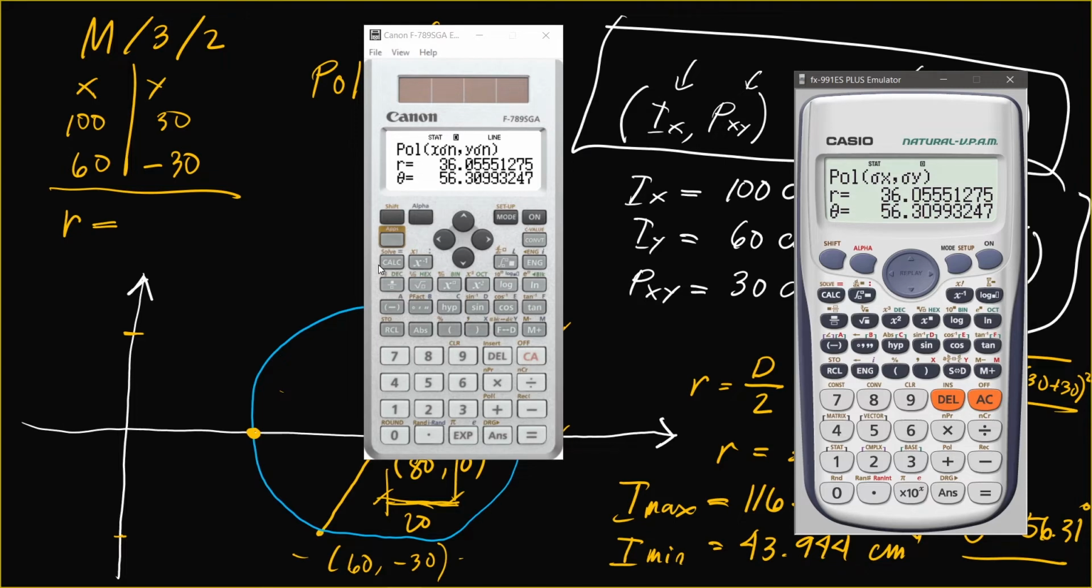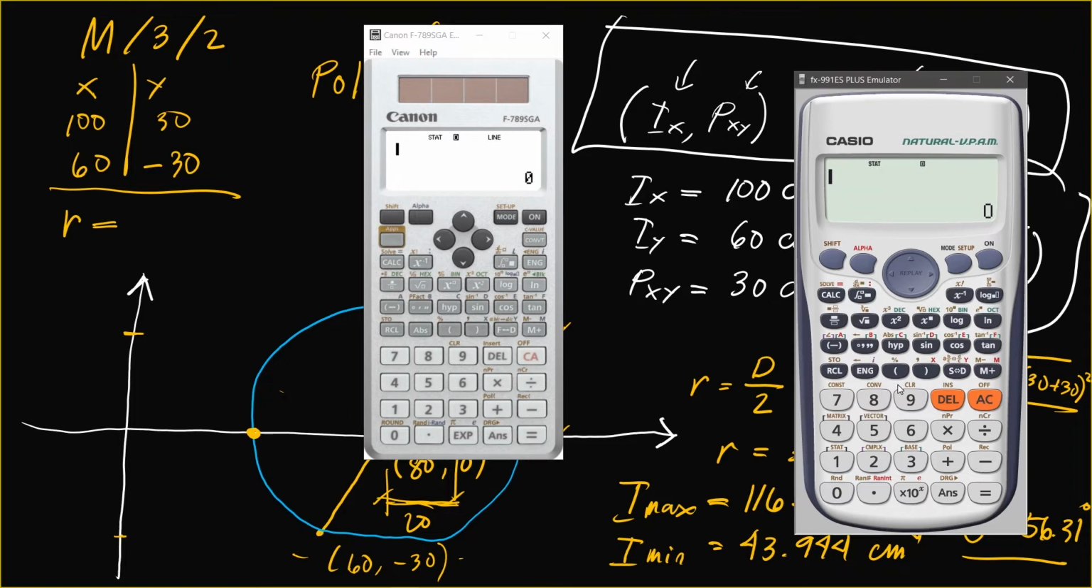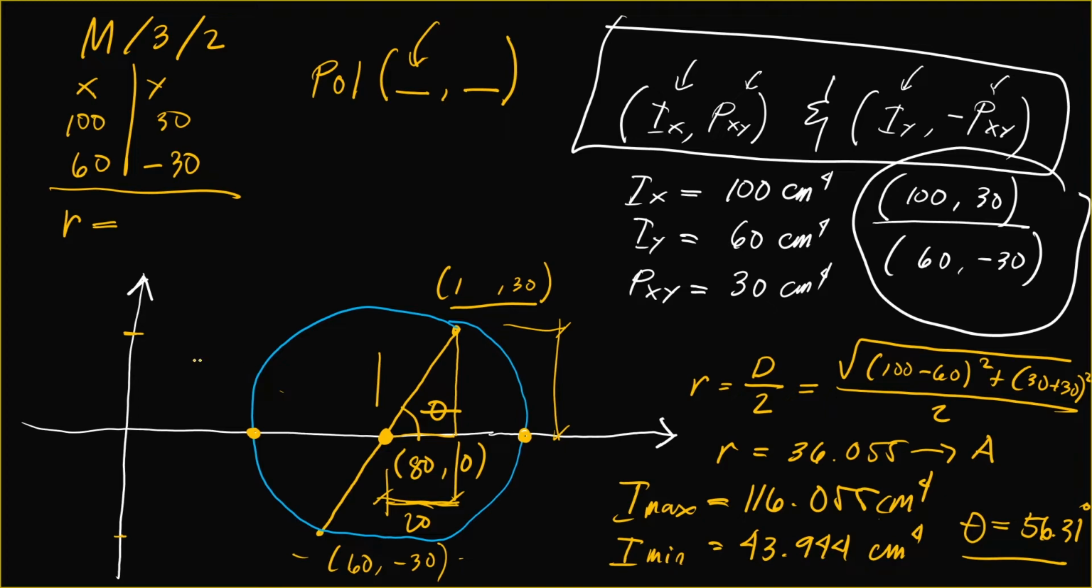Sir, the radius is the X? Yes, the radius is X, theta is Y. Then we have the radius, it is automatic. Press AC again. After pressing AC, we need to determine the distance and the center from the origin.